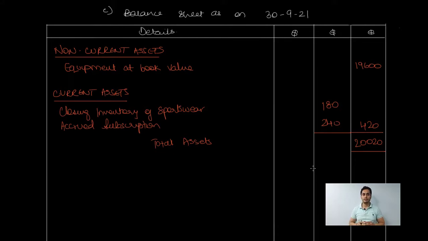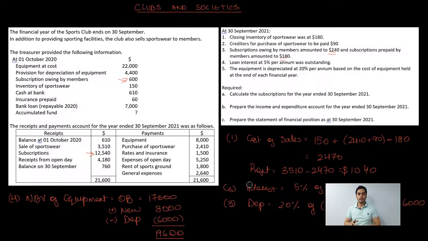But first, let us calculate our opening balance of accumulated fund. Opening balance of accumulated fund will be equal to your opening assets less opening liabilities. In this question, opening assets have been given starting from equipment at cost right until insurance prepaid, and after that there is one liability, bank loan 7,000. So let us add all the assets, deduct the bank loan liability and see how much accumulated fund opening balance we get.